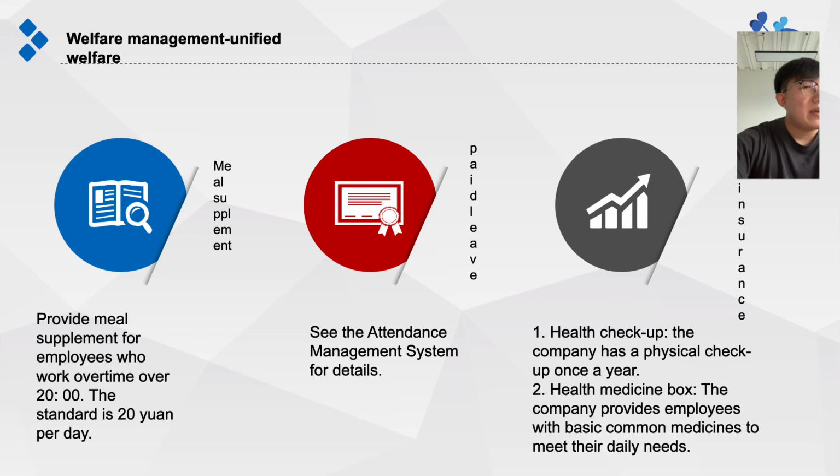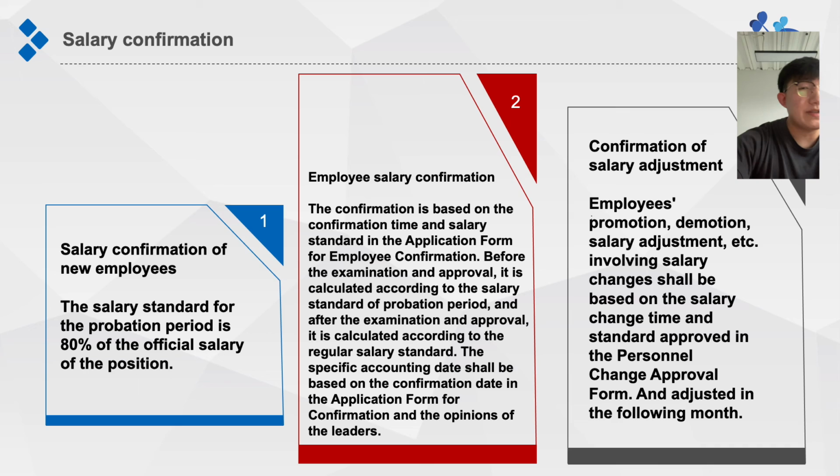On the other hand, health checkup. The company has a physical checkup once a year, and also a health medicine box. The company provides employees with basic common medicine to meet their daily needs. If you satisfy all three of these points, that will be a good company and a good entrepreneur.